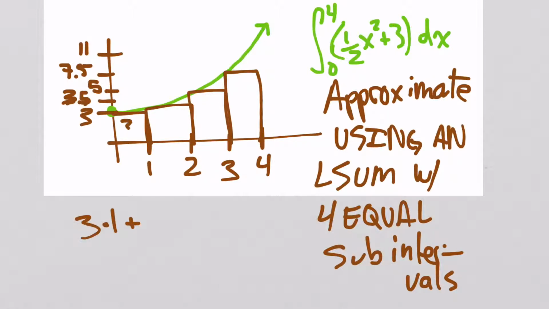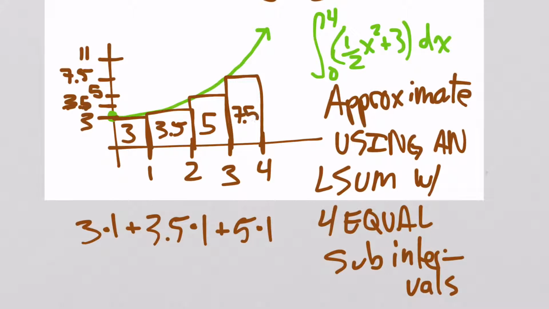Add to that the next rectangle. Width is still 1, but the height, when the x value is 1, corresponds to 3.5. So I get 3.5 times 1, plus my next rectangle, where the x value is 2 and my y value is 5. So I get 5 times the width of 1, so I get 5. And finally, for my last rectangle, the last x value is 3, so I plug in 3 and get 3 squared divided by 2 plus 3, and you end up getting 7.5.